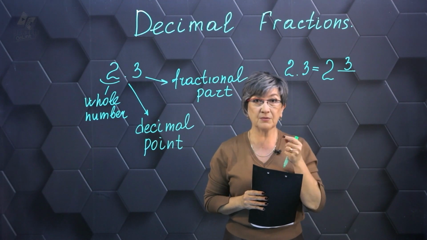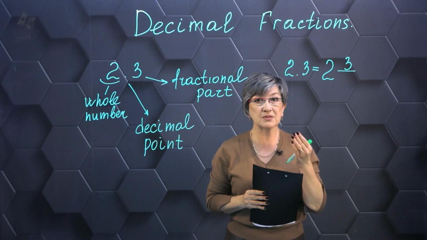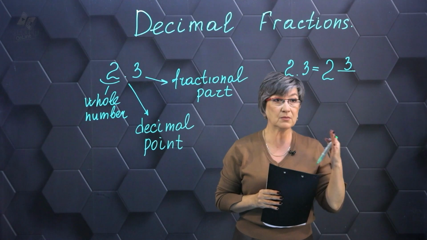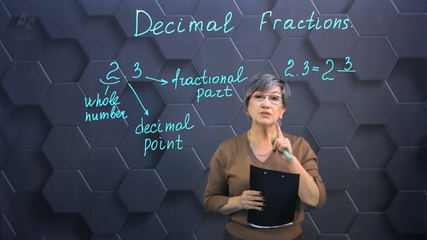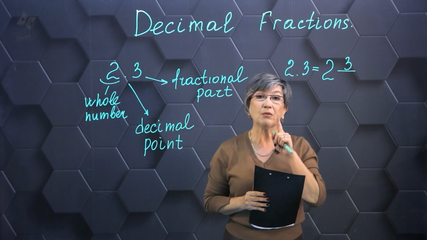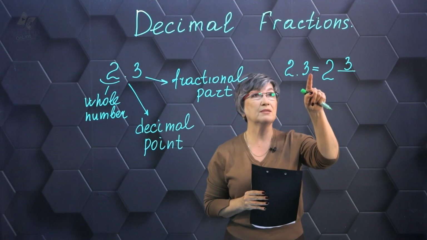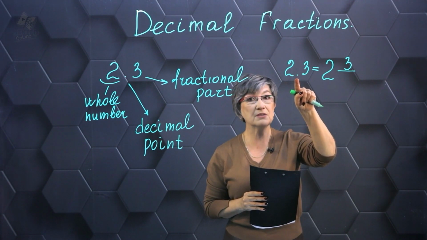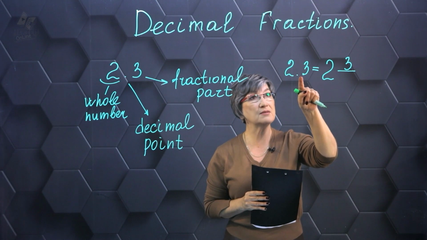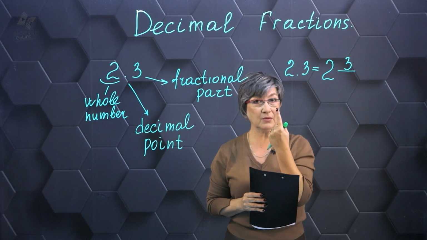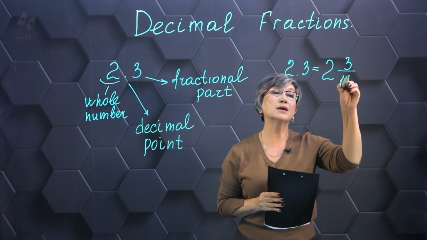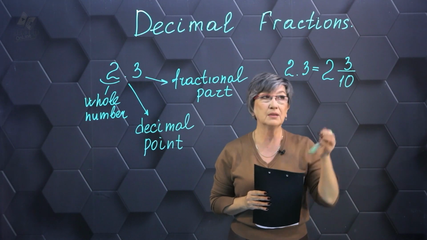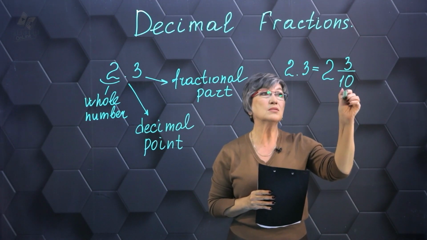But the question arises, what number should I put? 10, 100, 1000, and so on. It will depend on how many digits are after our decimal point. If there is 1 digit after the point, then I write the number 10. Why? Because 10 has only 1 zero. That is one zero.